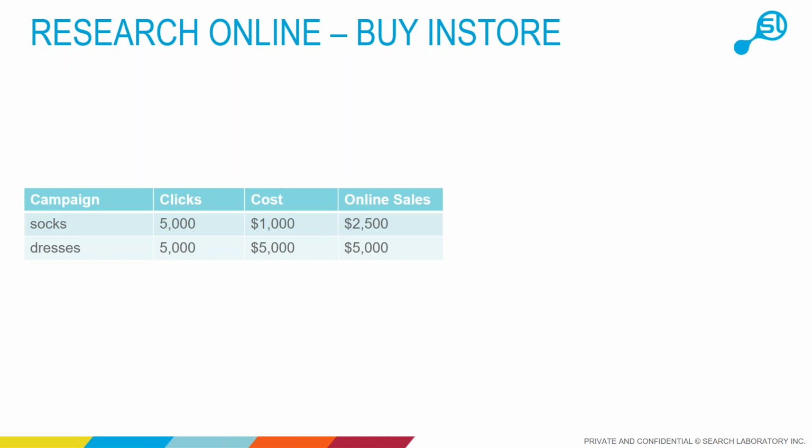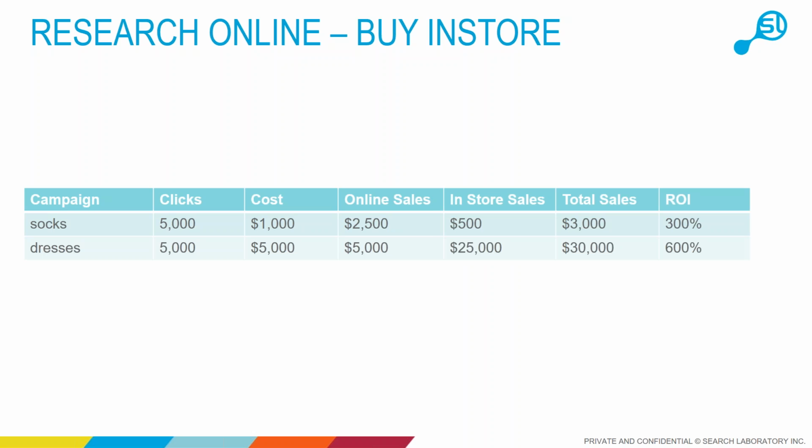A research online buying store. So this is the high street retail example. I've got here a fashion company who might have a campaign for socks and a campaign for dresses. On the face of it, what you can see online, the socks seem to be doing a lot better than the dresses campaign. But then when you supplement it with the full picture about what's happening in store as well, you can see there that there's a dramatically different view of things now.